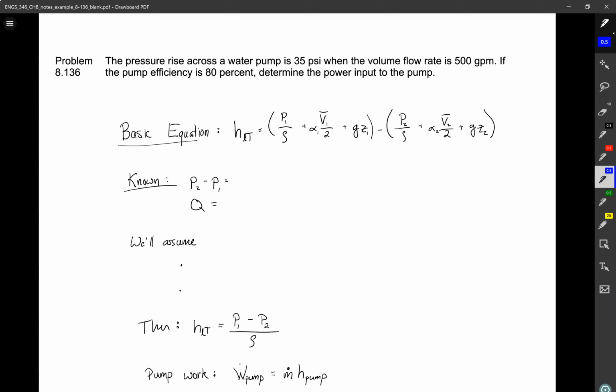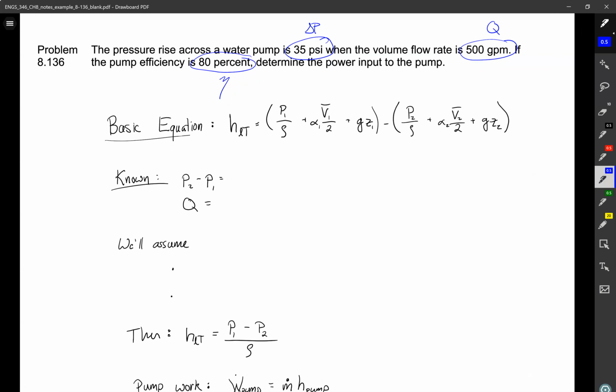So we have the pressure rise across a water pump to 35 psi, and we know the volume flow rate is 500 gallons per minute. So that tells us the change in pressure, and it tells us Q. We also know that the pump efficiency is 80%. That's the efficiency eta, or the isentropic efficiency, as we would say in thermodynamics.